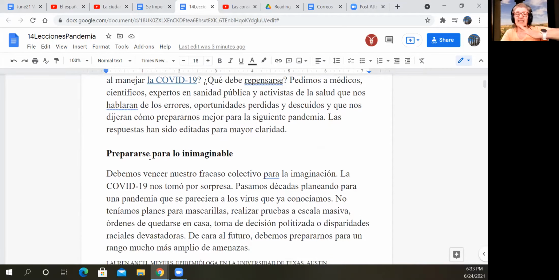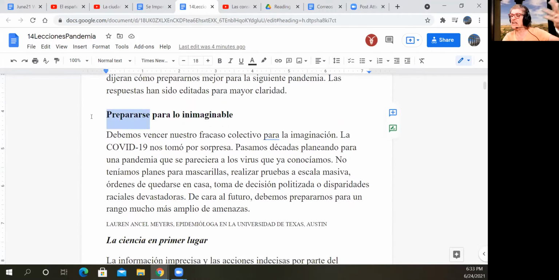Prepararse es estrictamente reflexivo, to prepare oneself. ¿Sí? Prepararse aquí es lo normal del reflexivo, to prepare oneself, to get oneself ready. El uso clásico del reflexivo.